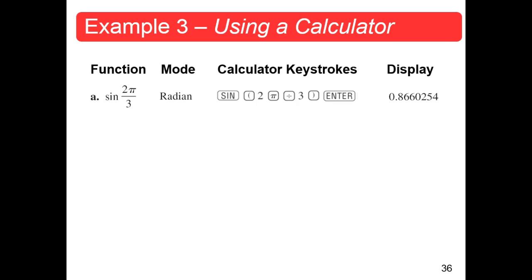Let me watch you put the thing in. Press the sine key. Open the parentheses. Do 2 pi divided by 3. Close the parentheses. Okay, look at that. DEG, the read mode.